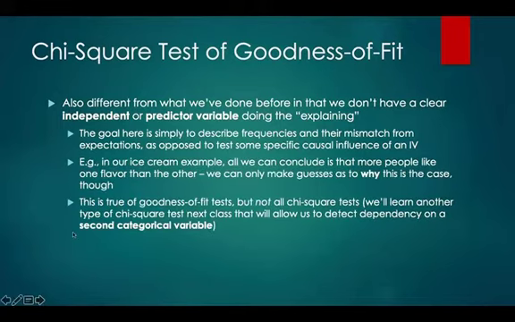So for example, in our ice cream example, all we can conclude is that more people like one flavor than the other. We can only make a guess as to why this is the case. This is true of goodness of fit tests, but not all chi-square tests. We'll learn of another type of chi-square test next class that will allow us to actually detect dependency on a second categorical variable.